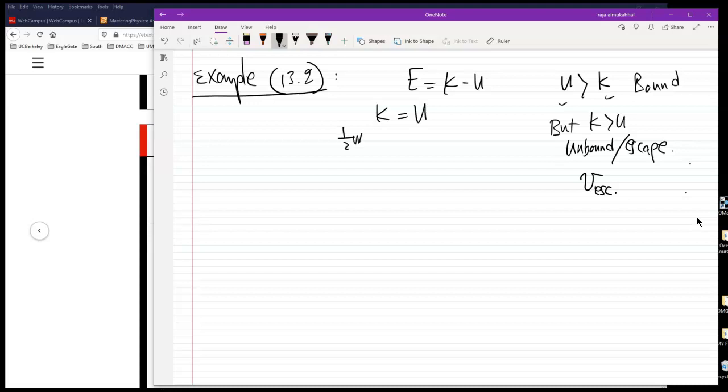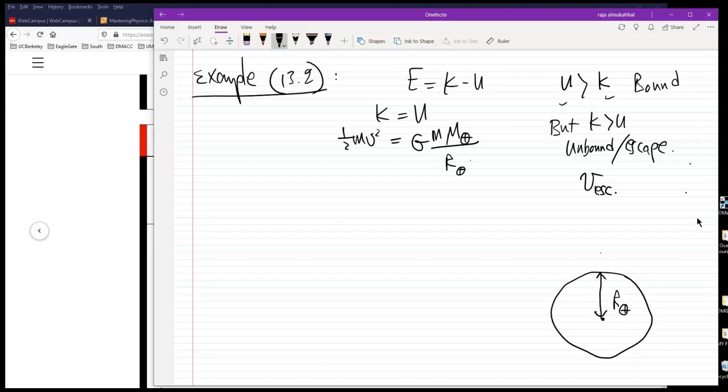In other words, it is 1/2 mv squared equals G, mass of the golf ball or whatever, mass of the Earth over the radius of the Earth. Why the radius of the Earth? Let me put it a little bit closer. Here is the Earth right here. Here is the radius of the Earth. Here is the rocket. I'm going to shoot it up in the air, so it's going to go up, up, up, up, and it's going to escape the gravitational pull of the Earth.